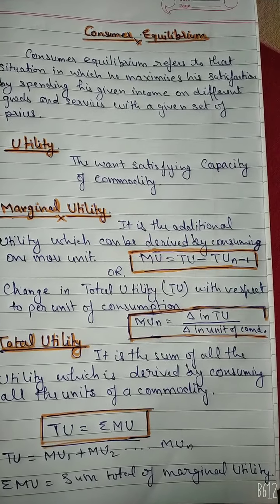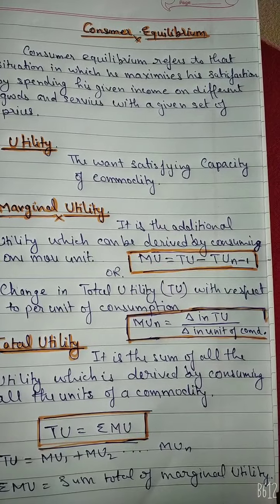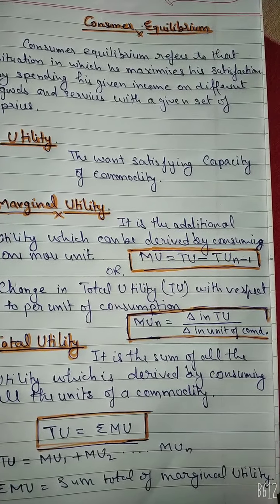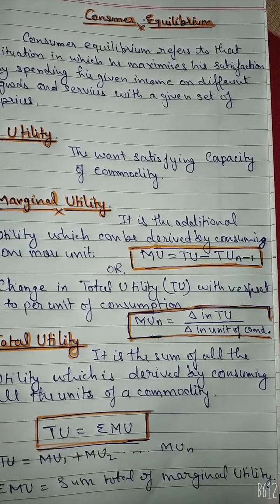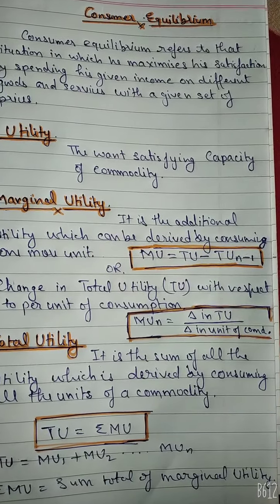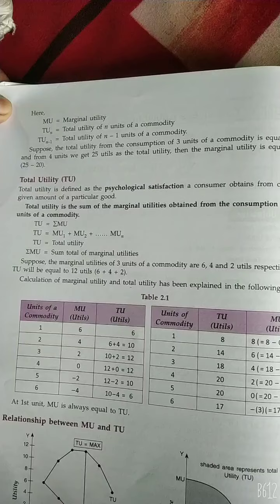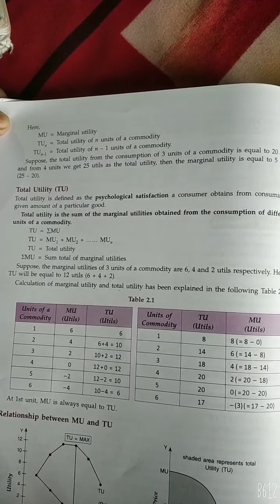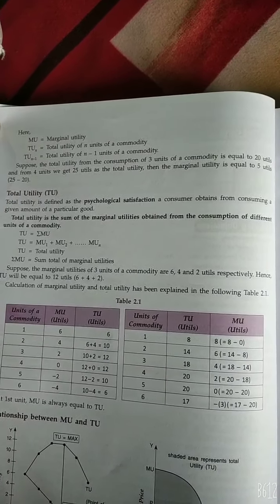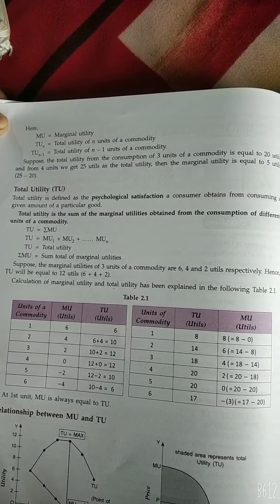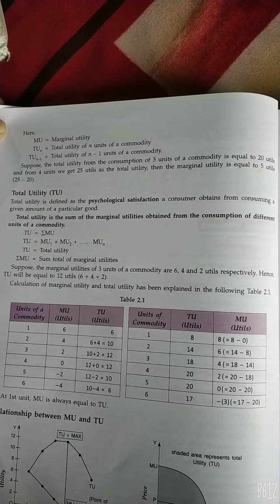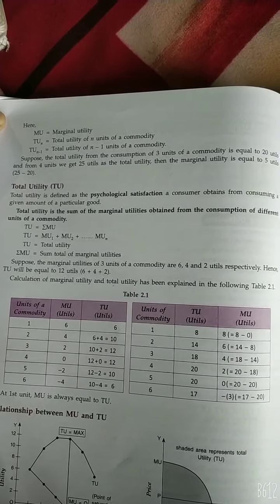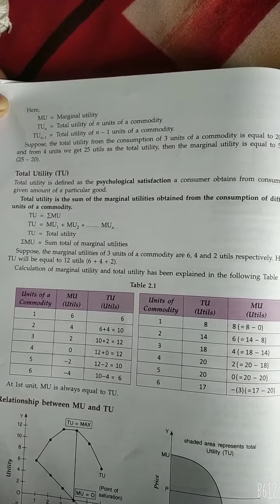In simple terms, we can say that the marginal utility of a commodity is the change in total utility which results from a unit increase in consumption. The increment to total utility is called marginal utility. Suppose the total utility from consumption of 3 units of a commodity is equal to 20 utils, and from the 4 units we get 25 utils as total utility. Then the marginal utility is equal to 5 utils, that is 25 minus 20.